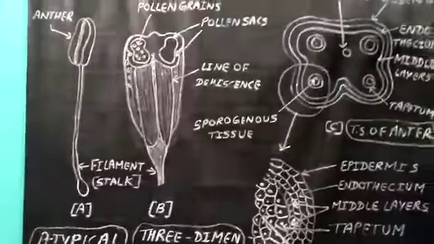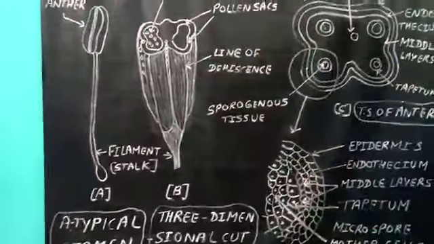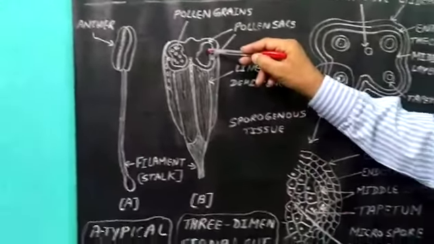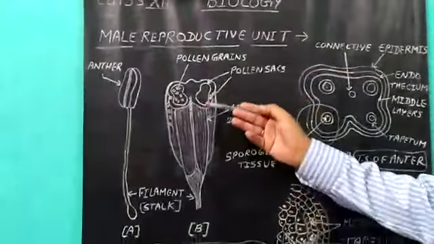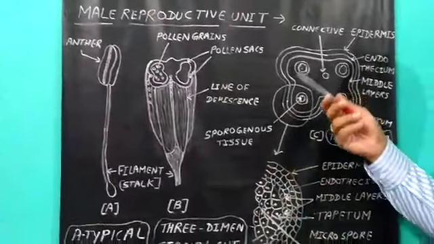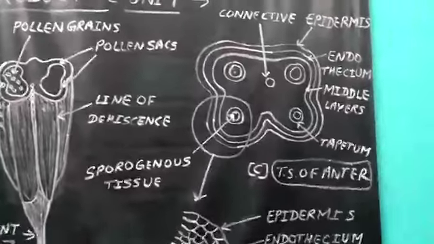What is the name? Microsporangia. The singular is called microsporangium. In the microsporangium or pollen sac, the pollen grains are found. If we cut the section and observe it in a microscope, it looks like this structure. So that is the TS of the anther.